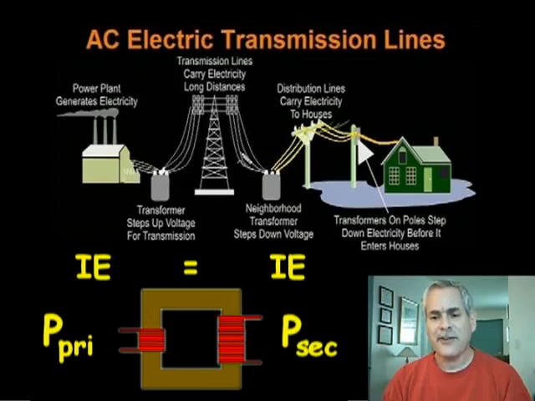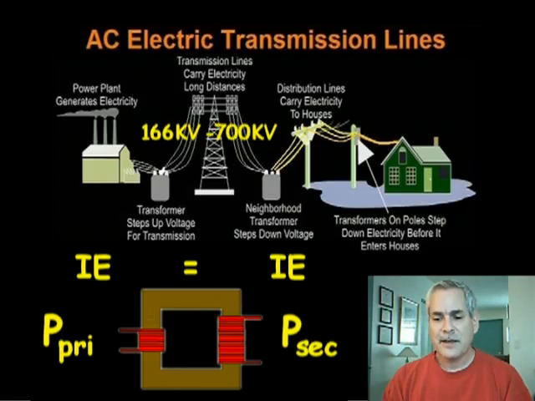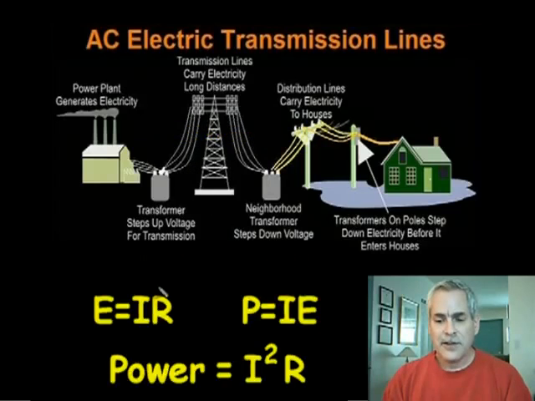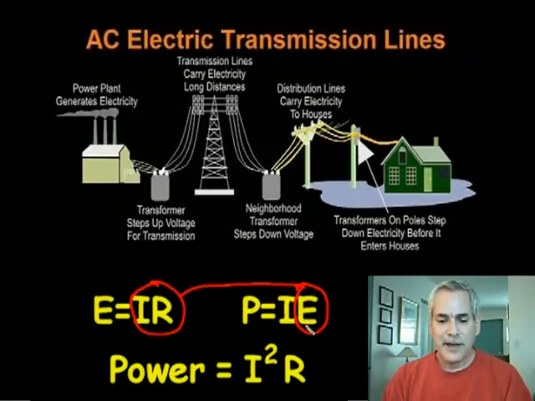The AC is transmitted at very high voltage, typically 166 kilovolts or maybe up to 700 kilovolts. Now it's transmitted at very high voltage so that the current is very low. We know that Ohm's law says voltage equals current times resistance. If I take this formula and substitute it into here, we get power equals I squared R. That means that as the current is increased in these transmission lines, the power lost in the resistance of the wire is proportional to the square of the current. So they want to keep that current very low, and they do. That way the power loss in the transmission line, which could be 100 miles long or more, is really minimal.